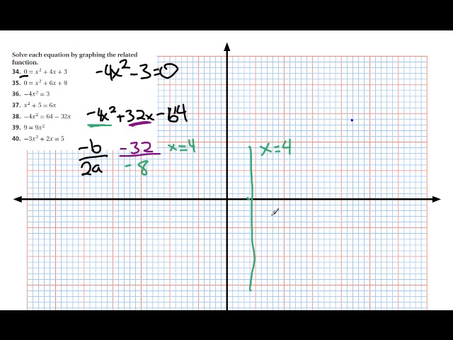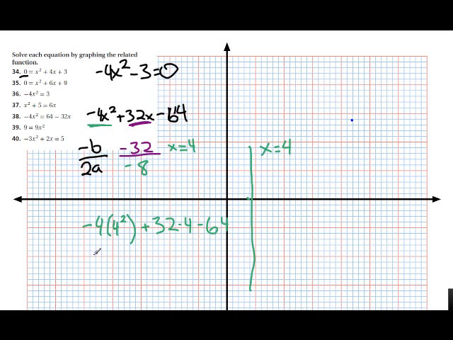We can then find the vertex from there by simply substituting a 4 in place of x. So we would have negative 4 times 4 squared plus 32 times 4 minus 64. So 4 squared is 16.